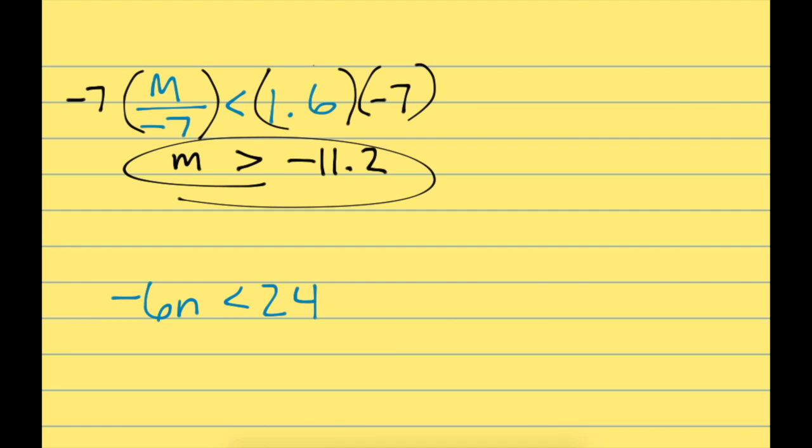The bottom to solve, we have to divide by negative 6. So on the left, we have n, and on the right, we have negative 4. But because we divided by a negative number, we switch the direction of the sign and make it greater than.